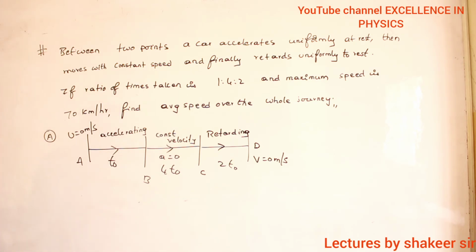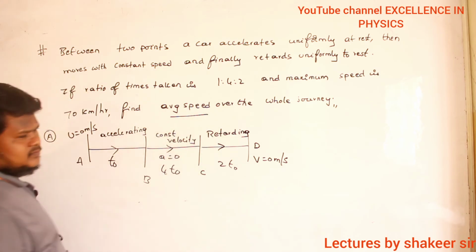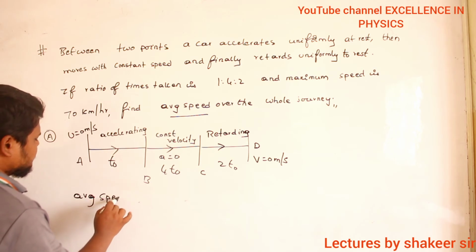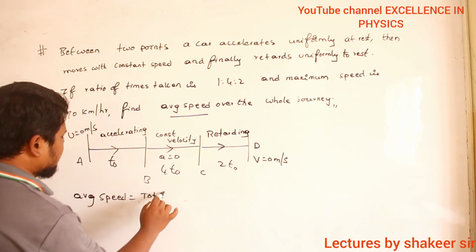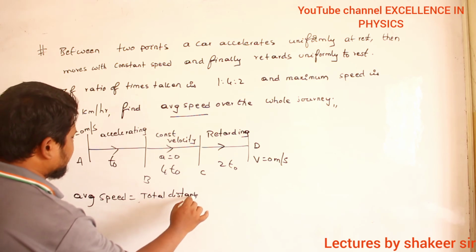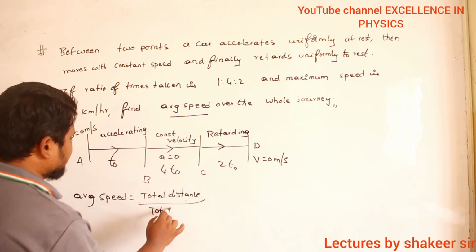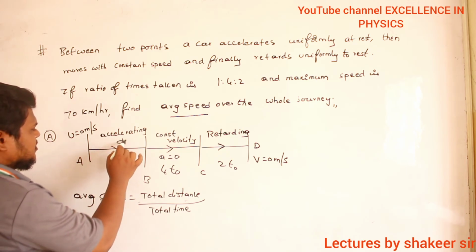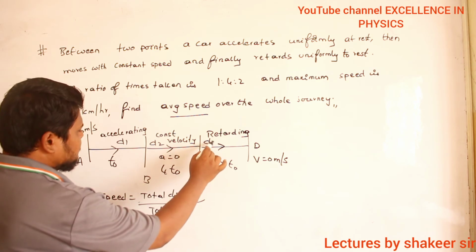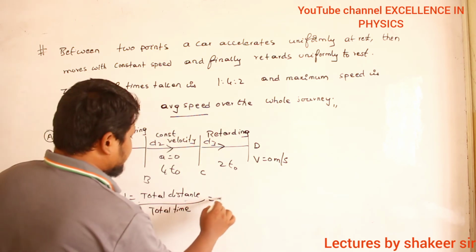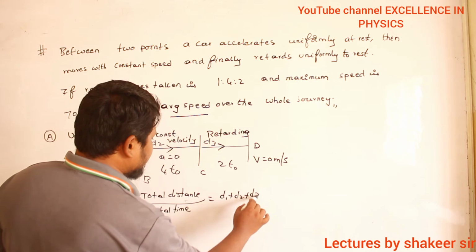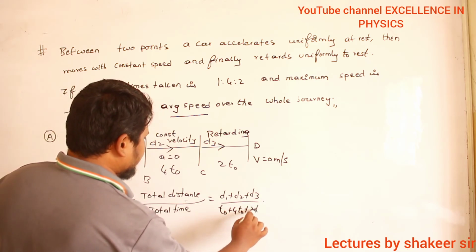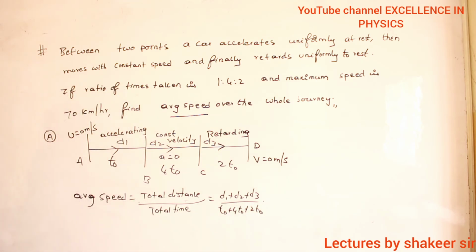Okay. So therefore he is asking average speed only, no? So what is the formula for average speed? Average speed is equal to total distance divided by total time. Total distance divided by total time is called average speed. So here let the distances be d1, d2 and d3. So I can write d1 plus d2 plus d3 divided by the time taken, which is t naught plus 4t naught plus 2t naught. These are the respective times now. Up to here it is clear, no?